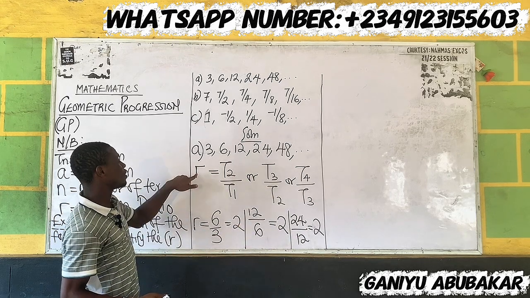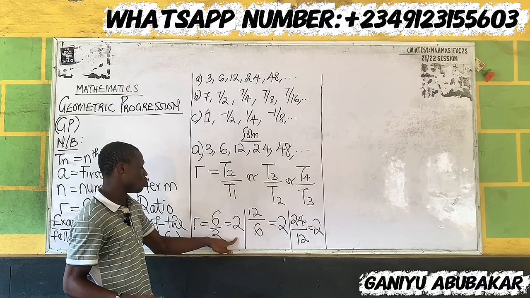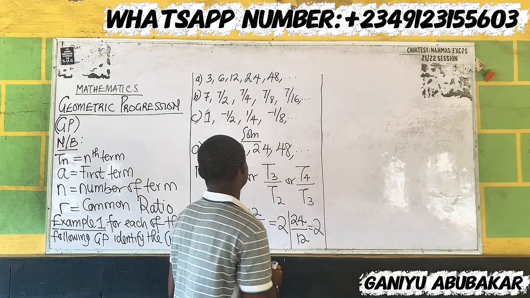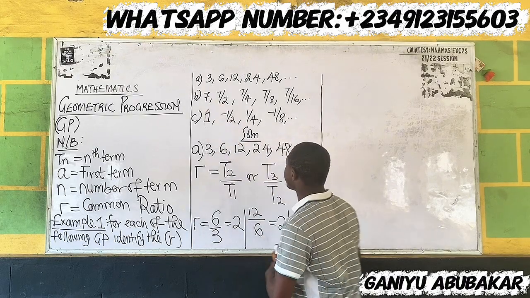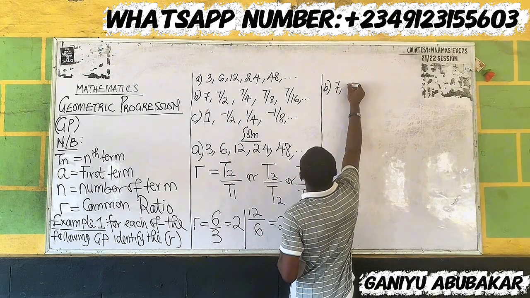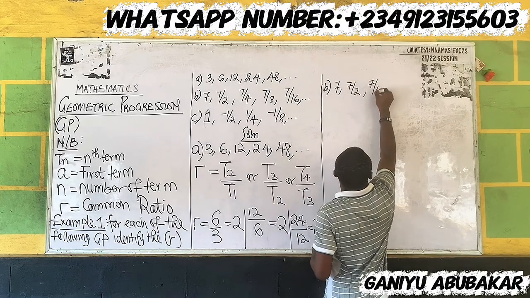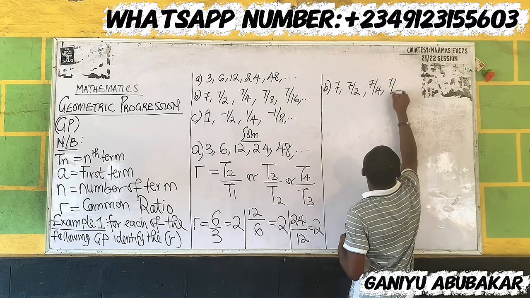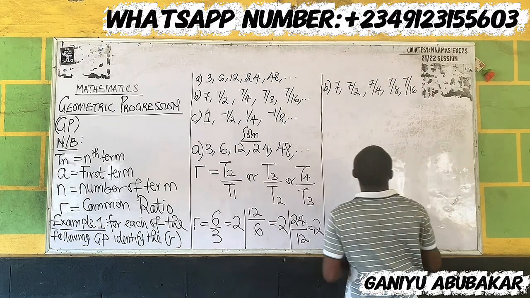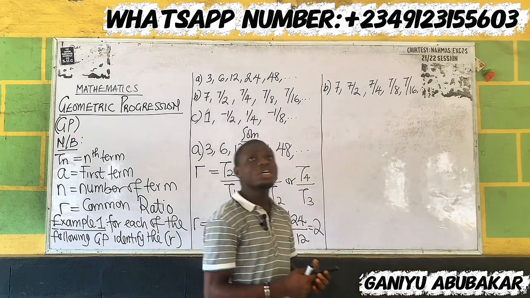So I'm saying that to get R, it's as simple as second term divided by first term. That will give you 2. That's your R. As simple as that, please. So that you get common ratio. Let's get common ratio for this one here. So question B, it says 7, 7 over 2, 7 over 4, 7 over 8, 7 over 16, dot. I'm asked to find the common ratio.